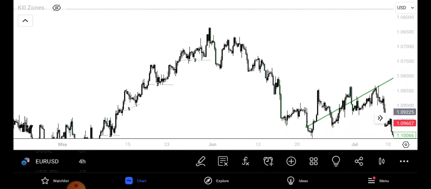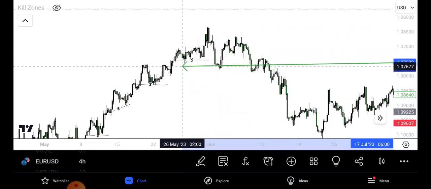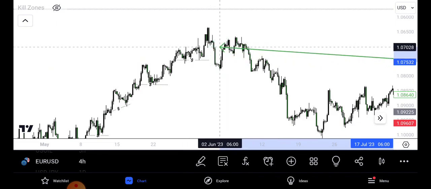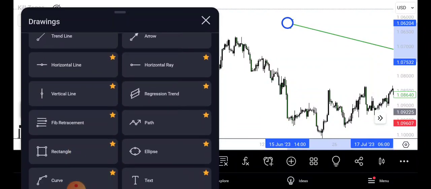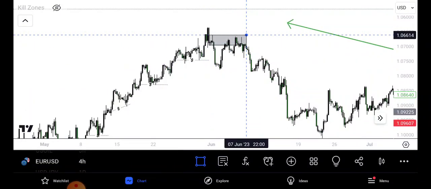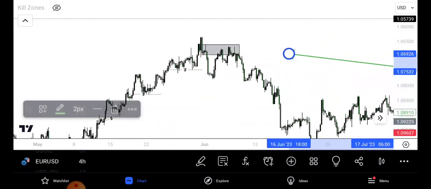So you can see that here something important happened. We had a break of structure, we had imbalance, we had another block, and we also had liquidity, right? And then what happened? Take profit.